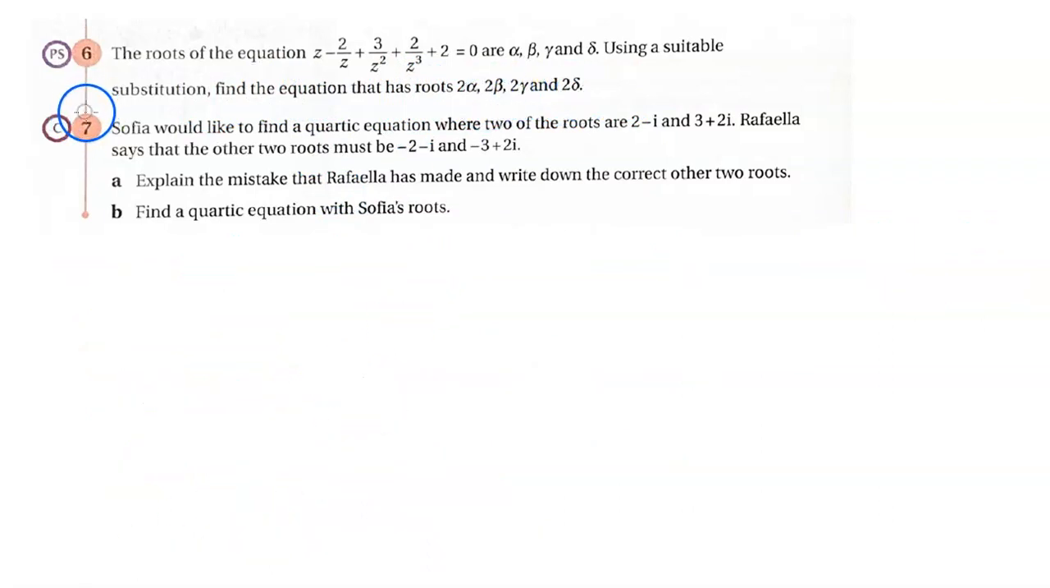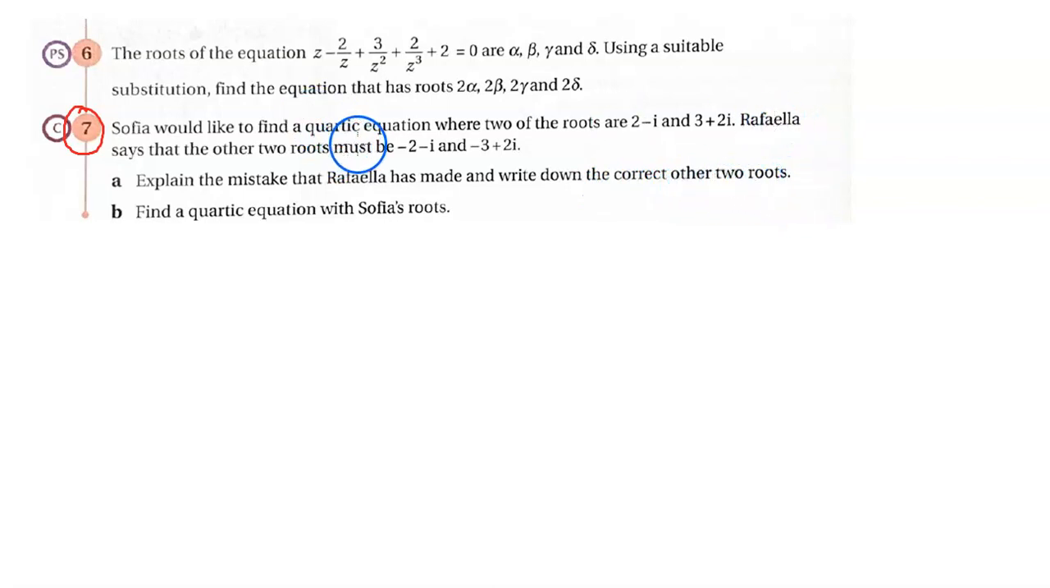Okay, and while we're here, let's take a look at question 7 as well. Sophia would like to find a quartic equation where 2 of the roots are 2 minus i and 3 plus 2i. Rafaela says the other 2 roots must be negative 2 minus i and negative 3 plus 2i. Well, if the coefficients of the quartic equation are real numbers, then, well, for part A it says explain the mistake that Rafaela has made and write down the correct other 2 roots.